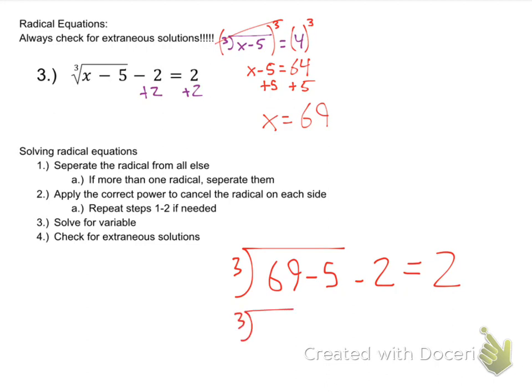That's the cubed root of 64 minus 2. Better equal 2. What is the cubed root of 64? Or what number times itself 3 times is 64? It's 4. And 4 minus 2 is 2. And is 2 equal 2? Check. So guess what? 69 is the solution to this problem.